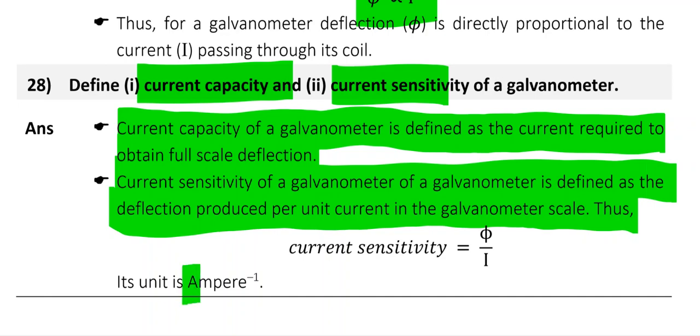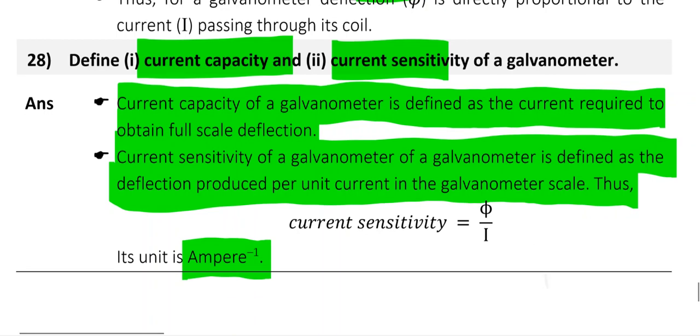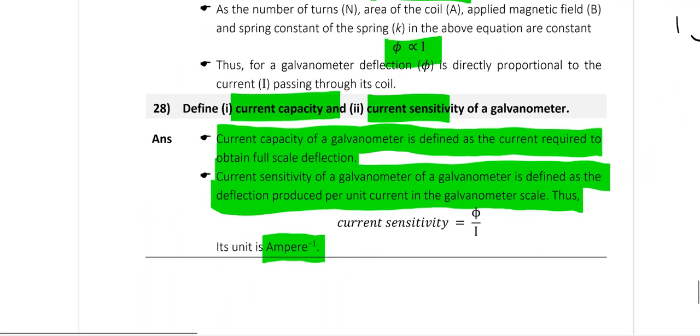Current sensitivity on the other hand is defined as the deflection produced per unit current in the galvanometer. And unit is per ampere, actually division per ampere. So that is all we should be knowing about galvanometer.